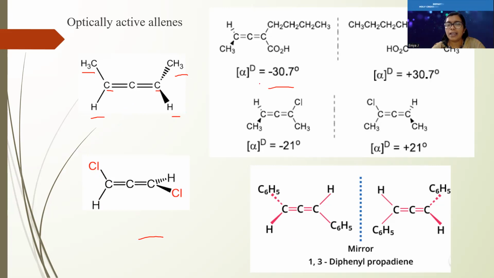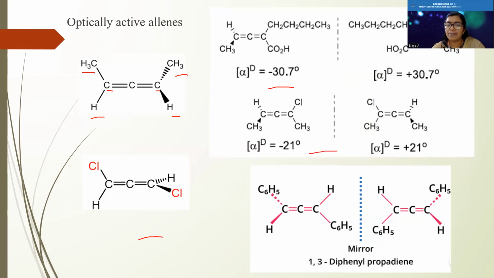In this allene, the specific rotation is minus 30.7 degrees and here it is plus 30.7 degrees. So these are enantiomers and exist as object and mirror image. They are not superimposable. For enantiomers, the magnitude of the specific rotation is the same, but the sign is different. Here it is minus 30.7 degrees and here it is plus 30.7 degrees.